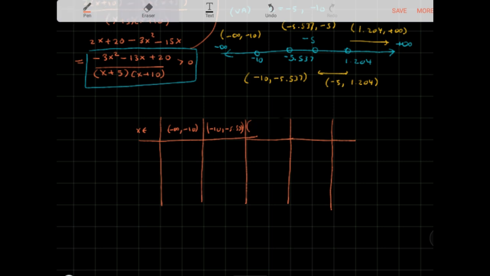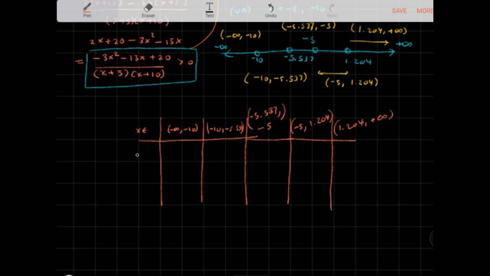Right, negative 5.537 and negative 5. Okay, so just to make this a lot clearer: negative 5.537 and negative 5. Then we get negative 5 and 1.204, and 1.204 and positive infinity. Okay, so these are our intervals.